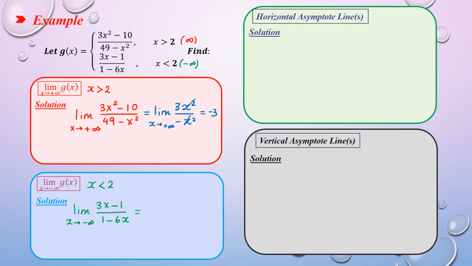And as you know, polynomial divided by polynomial and x goes to positive or negative infinity, take the highest power up divided by the highest power down. We have 3x divided by negative 6x when x goes to negative infinity. Now cancel x with x, you will get 3 over negative 6, which is negative 0.5.